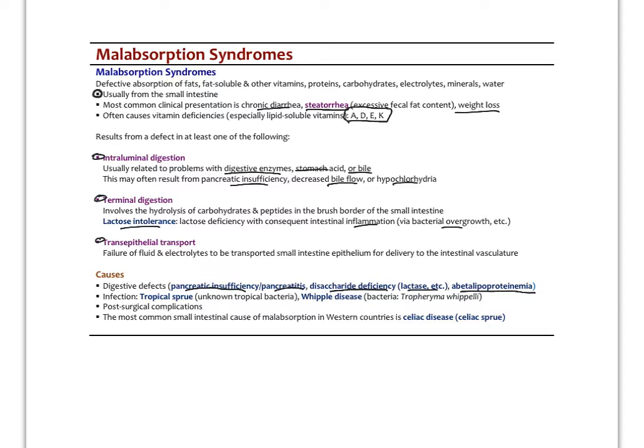Infections can actually cause malabsorption. There's something called tropical sprue. It's caused by, at this point, an unknown tropical bacteria. And then Whipple disease, caused by a bacteria. So these are identifiable. These are potentially treatable with antibiotics. Post-surgical complications, but probably the most common small intestine cause of malabsorption in the Western world is celiac disease, and we call that celiac sprue. So although many things can cause malabsorption, celiac is probably the most common.